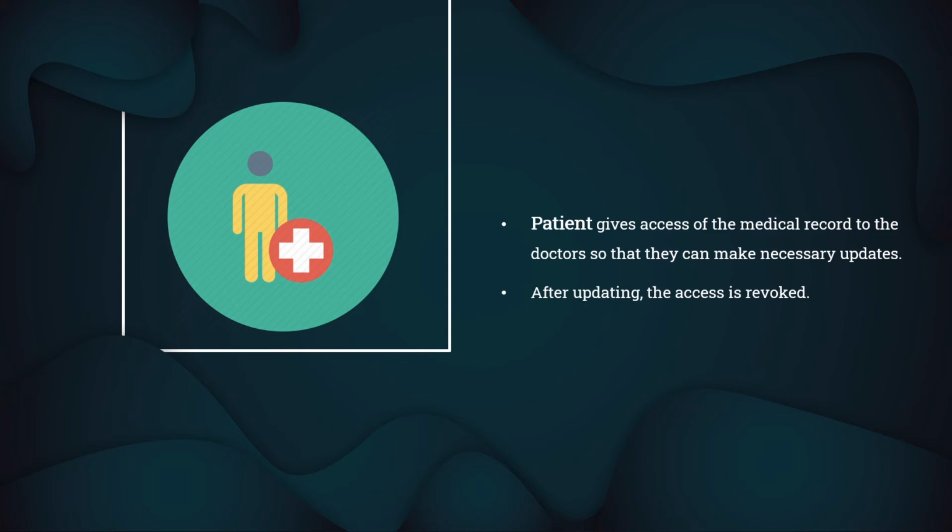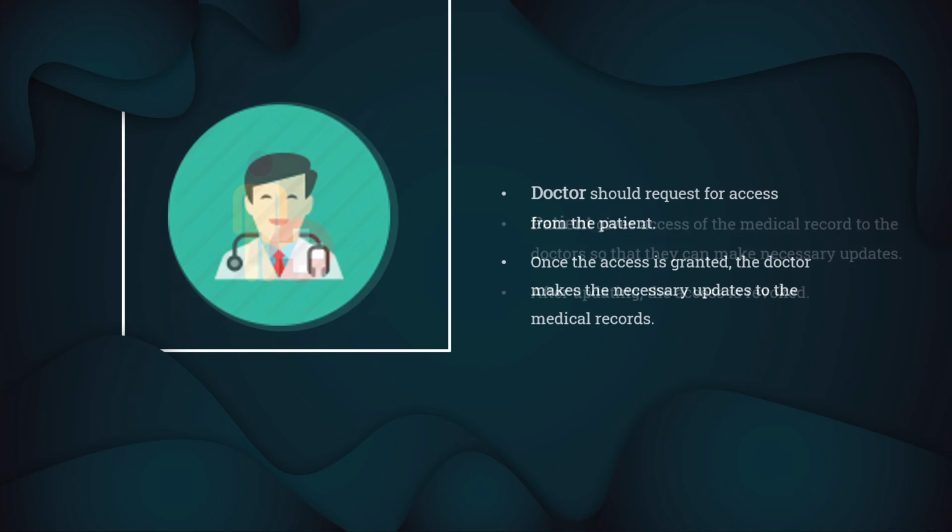The first player is the patient. When a patient visits the hospital, he gives access to his doctor for adding an update on his health record. After updating that, the access is revoked. Then the next player is the doctor. The doctor requests the patient for access to his health record. After making the necessary changes, the patient will revoke this access, and the prescription data is added to the blockchain network.